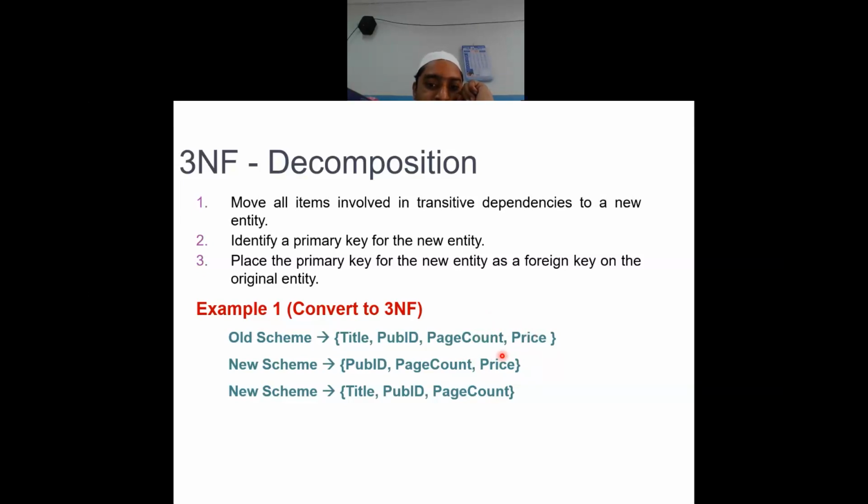So I've taken out price. It was dependent on what? Page count. I copied it back over here. But page count was dependent on what? Publication ID. So I just copied publication ID also here. So price, page count and publication ID becomes my new table. What will be the remaining ones? Title, publication ID and page count. These were a part of one single A gives B concept, so we kept it as it is.